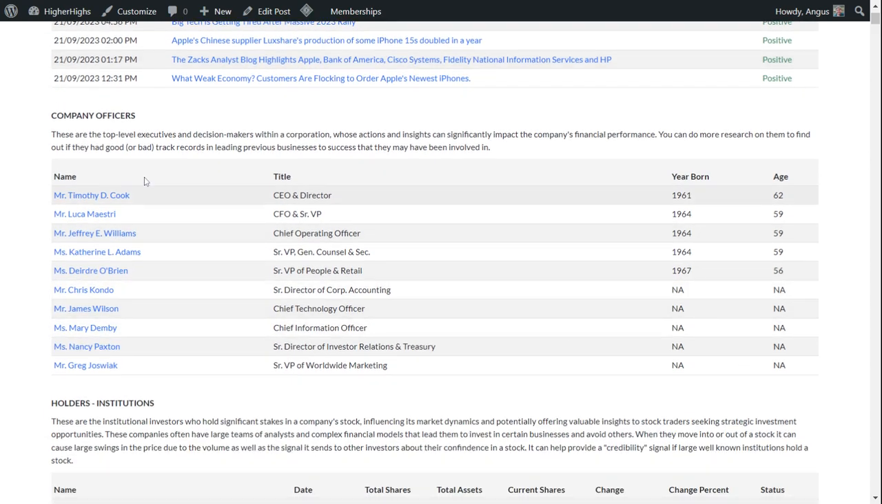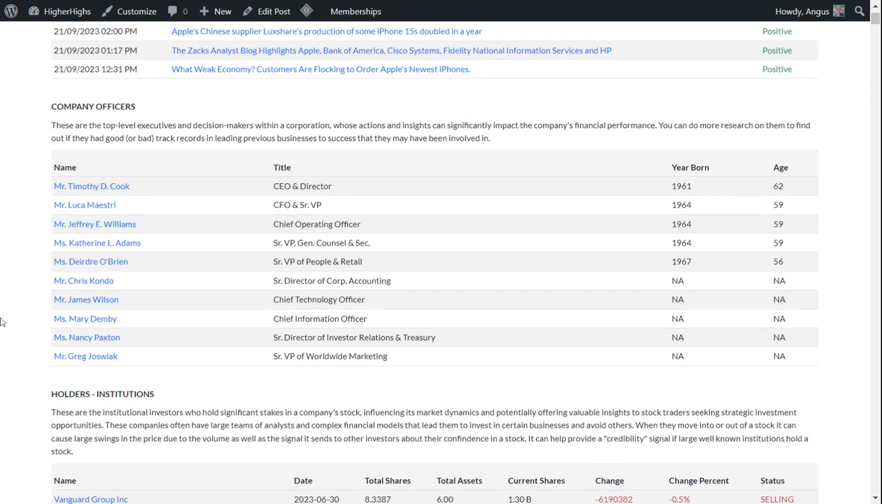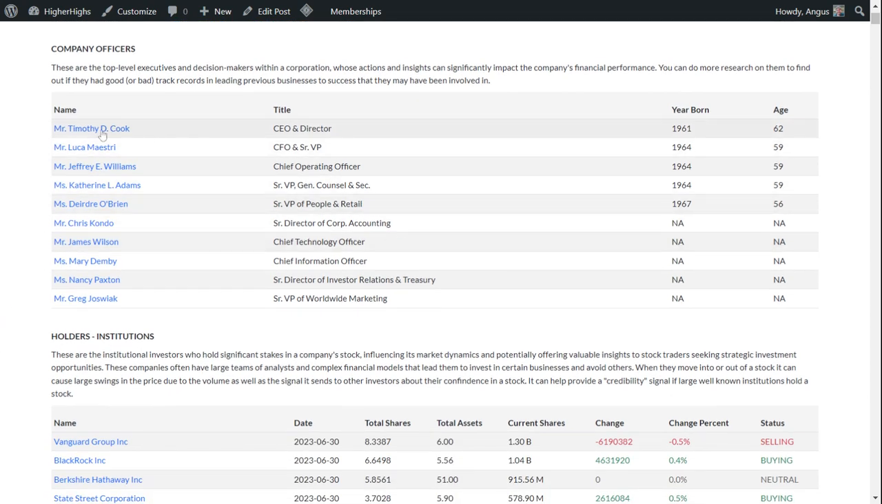We want to know who the company officers are, just to get a little bit of an idea about what their experience might be. If you click on one of these links, it'll take you off to a Google search, so you can find out more about them and what they're being mentioned in the news for, or what's happening in their careers or backgrounds. Gives you a bit of an idea of how old they might be.